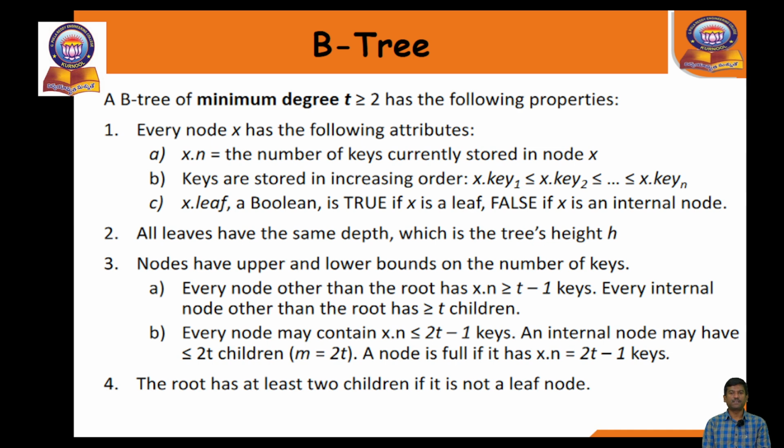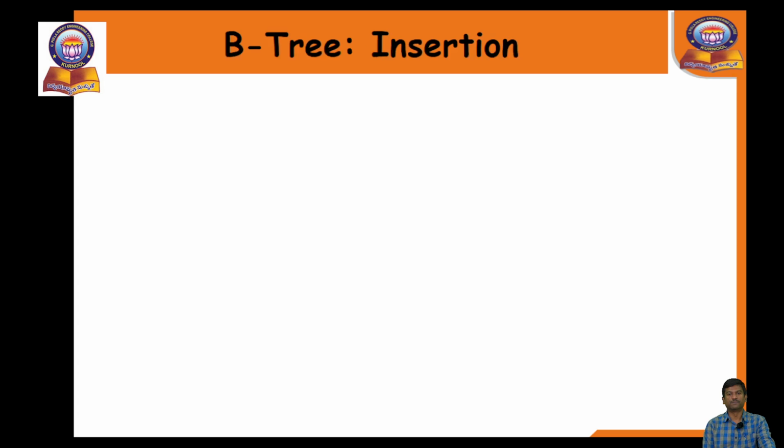Nodes have upper and lower bounds on the number of keys. Every node other than the root has x.n greater than or equal to t minus 1 keys, and every internal node other than the root has greater than or equal to t children. Every node may contain x.n less than or equal to 2t minus 1 keys, and an internal node may have less than or equal to 2t children, that is m equal to 2t. A node is full if it has x.n equal to 2t minus 1 keys, and the root has at least 2 children if it is not a leaf node.